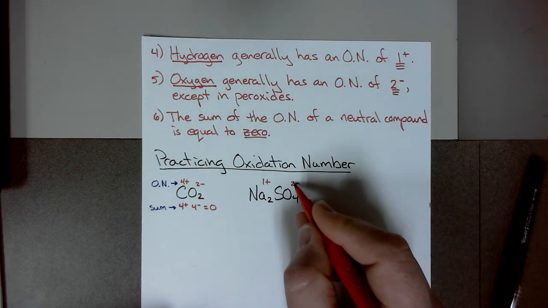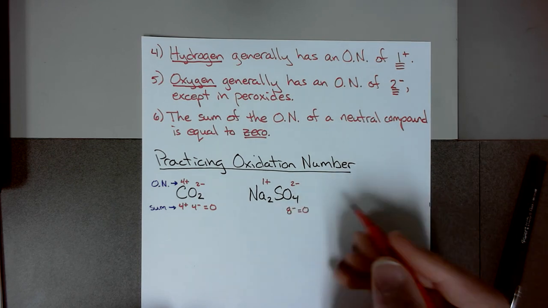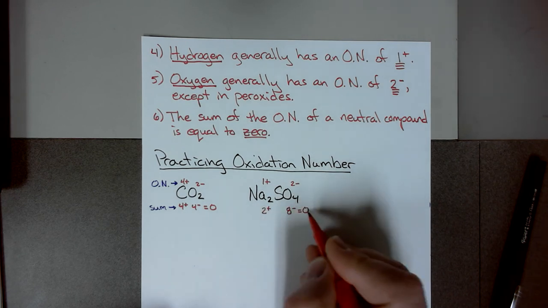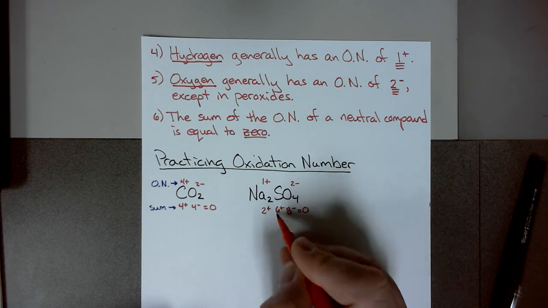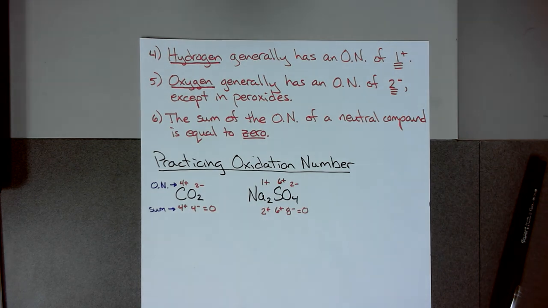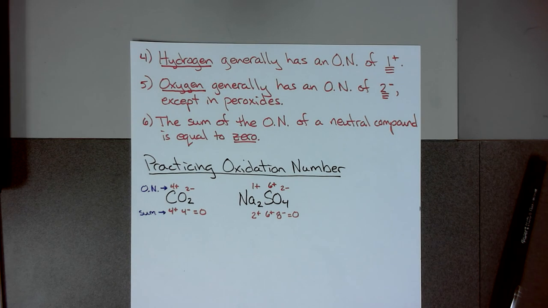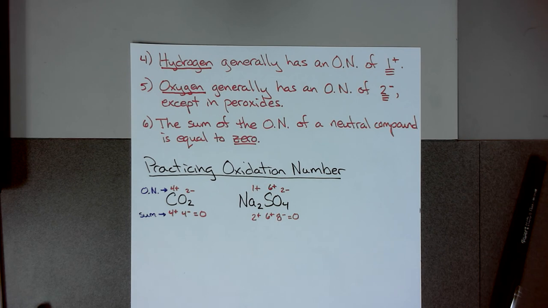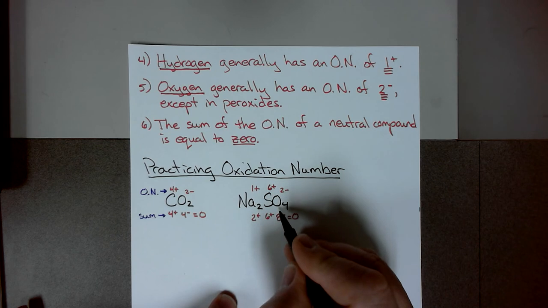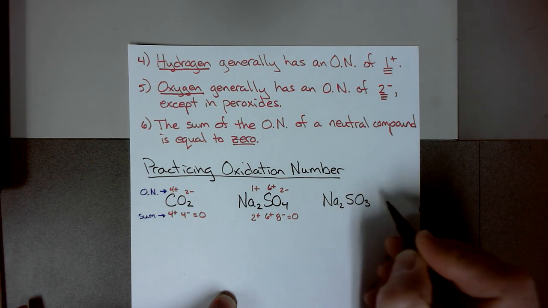Now I'm going to do my sums. So this is 2 times 4, so that's an 8-. Remember, this has to be 0 because it's neutral. Then over here we have 2 times 1+, that's a 2+. So to get to 0, I need a 6+ here. And since this is 1 sulfur, sulfur is a 6+ oxidation number. Let's just show you so you can see that the oxidation number of the center atom can change. Let's look at sodium sulfite. This is sodium sulfate. Let's look at sodium sulfite, SO3.